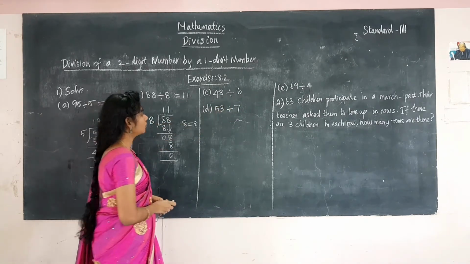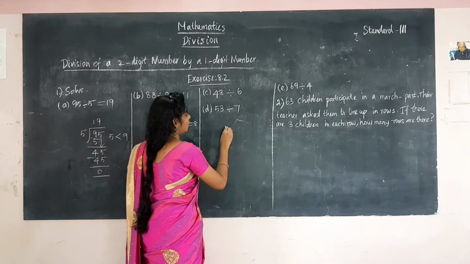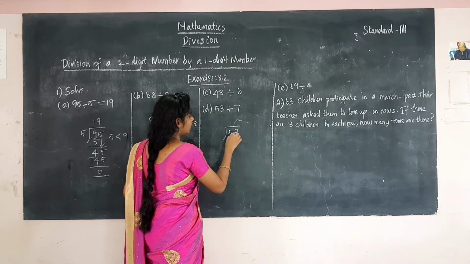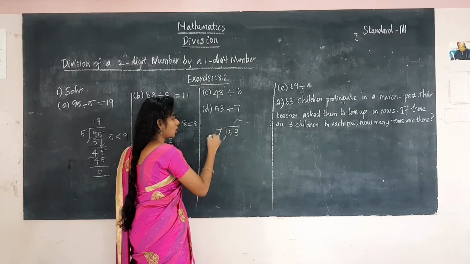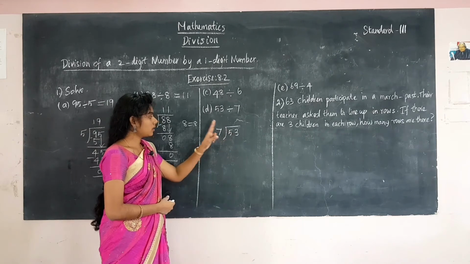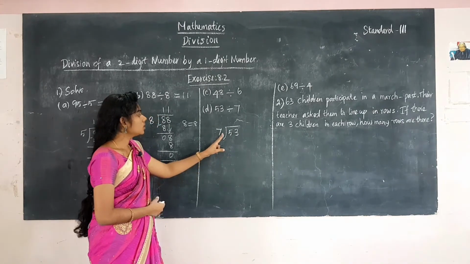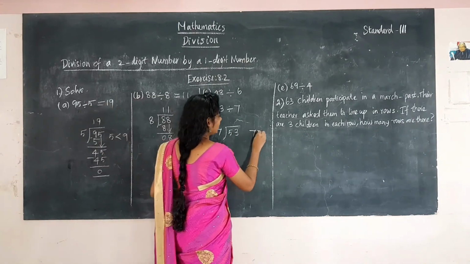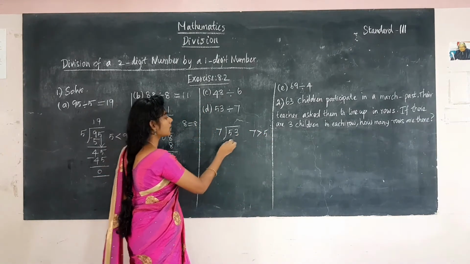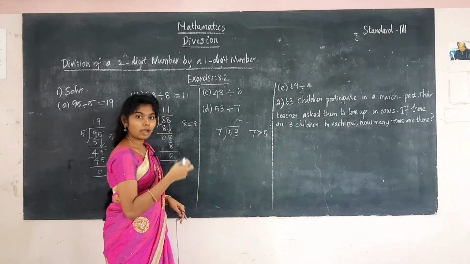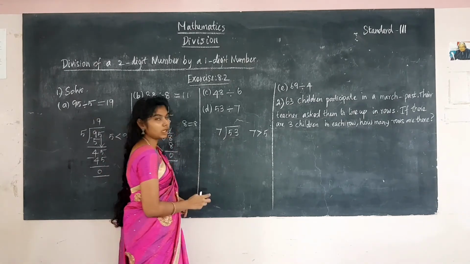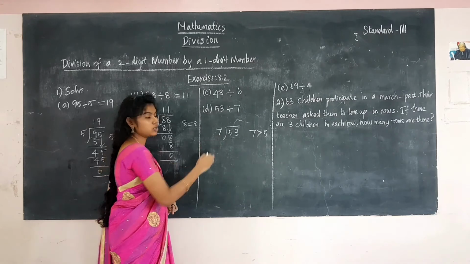And see here, 53 divided by 7. Draw the inverted L and write 53 inside. The dividend should be inside and the divisor should be outside. Now you have to check the tens place and the divisor number. The divisor is greater than the tens place number in the dividend, so we have to take the ones place also, along with the tens place. So consider 53. Now say the tables of 7.